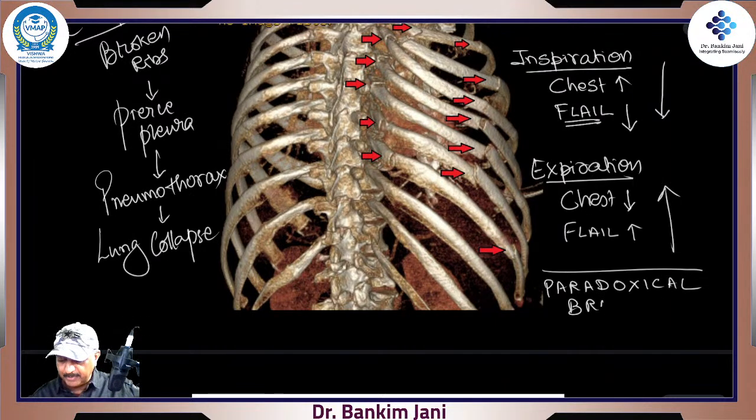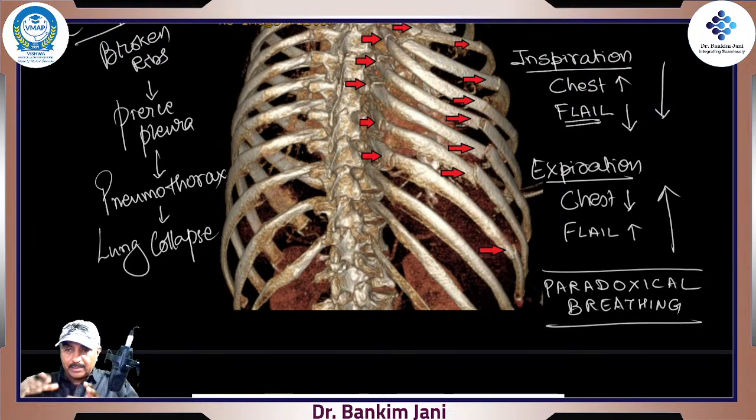Paradox means it behaves opposite. So during inspiration, when the chest should expand, this piece will go inside because it is not connected with the chest. It won't behave like the chest should behave. The rest of the chest will expand, and relatively this piece will go inside. So pressure does not develop in flail lungs during inspiration. True, because of that injury.